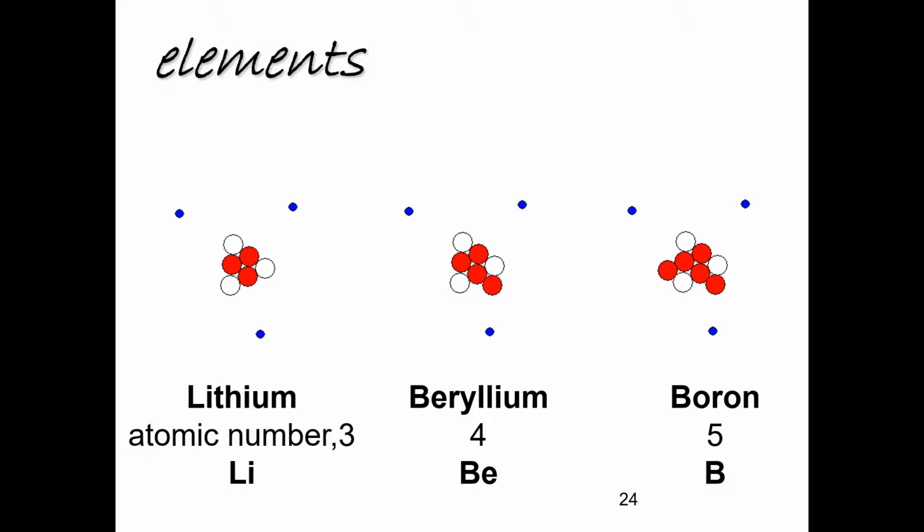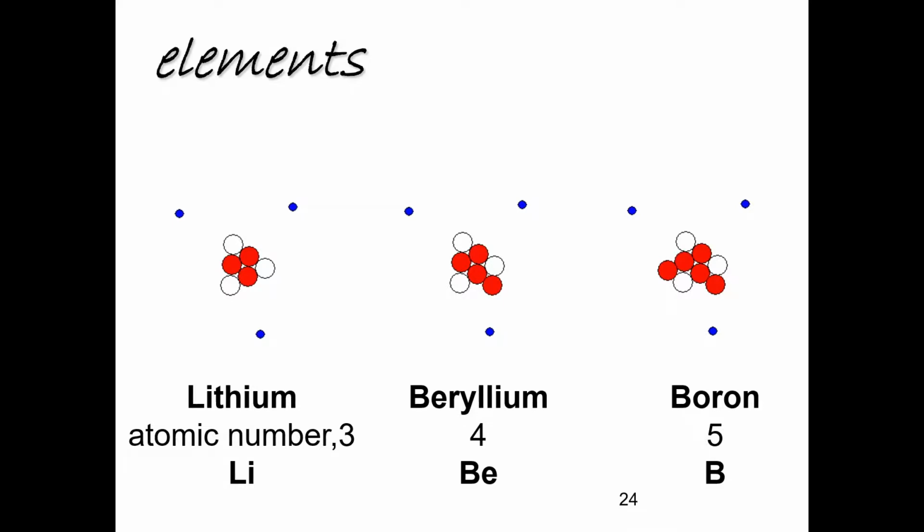But what makes the elements different from each other? The number of protons that make up the atoms determines which element it is and determines its properties. In this illustration, and the ones that follow, the red circles indicate protons, the white circles indicate neutrons, and the blue circles indicate electrons. Notice that in these three illustrations, the electrons and the neutrons are always 3. What changes is the number of protons.